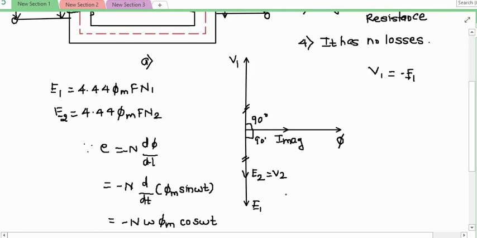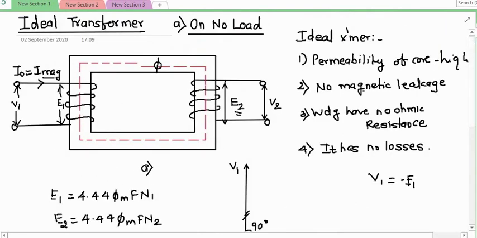This is your figure B. Figure B shows the necessary phasor diagram for the ideal transformer under consideration when there is no load connected across the secondary circuit. The flux phi being common to both windings, it is considered as a reference vector while drawing the phasor diagram for the practical as well as ideal transformer on load. So here I have explained the ideal transformer phasor diagram on no load.